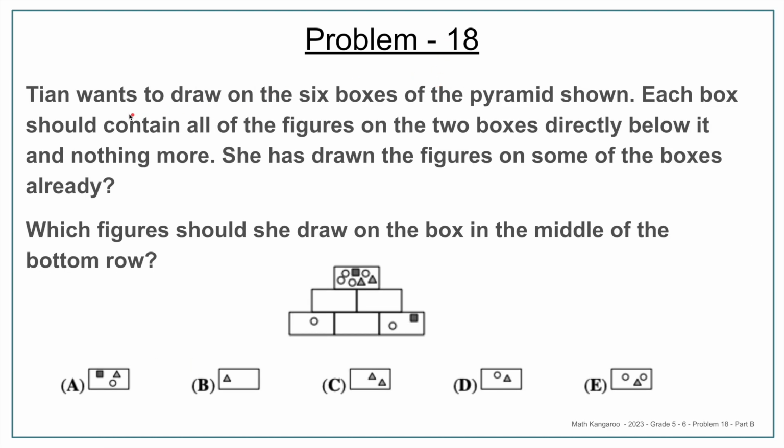Problem 18. Tian wants to draw on the 6 boxes of the pyramid shown. Each box should contain all of the figures on the 2 boxes directly below it and nothing more. She has drawn the figures on some of the boxes already. Which figures should she draw on the box in the middle of the bottom row? So these are some of the figures she has already drawn. And the rule here is that the top box contains exactly the same figures from below.